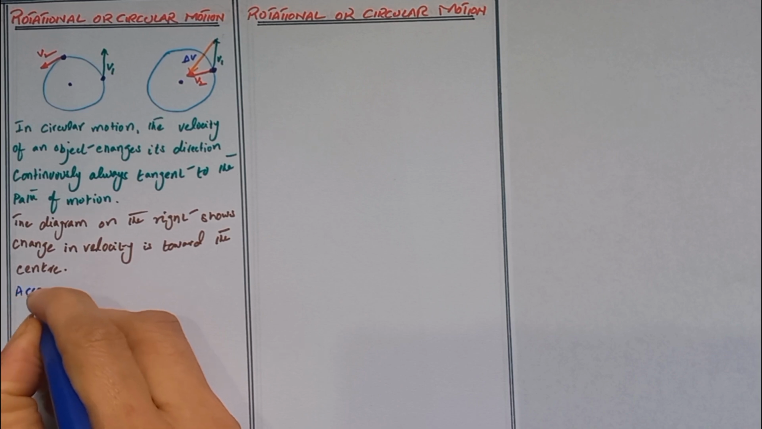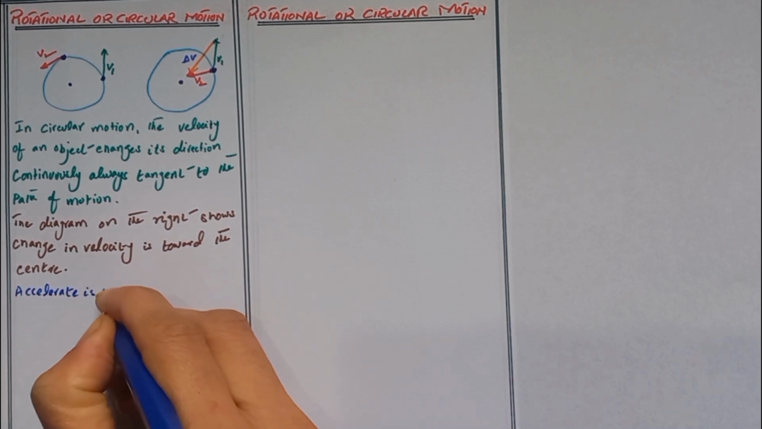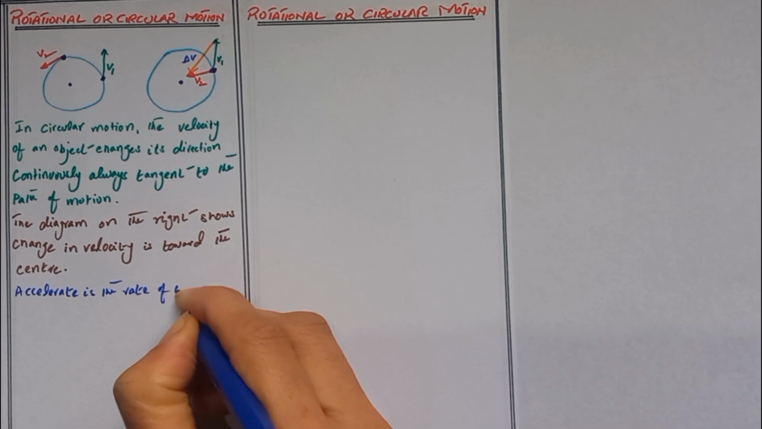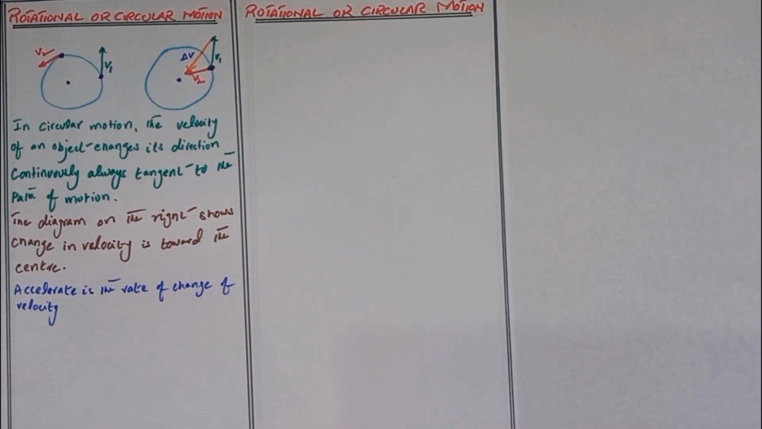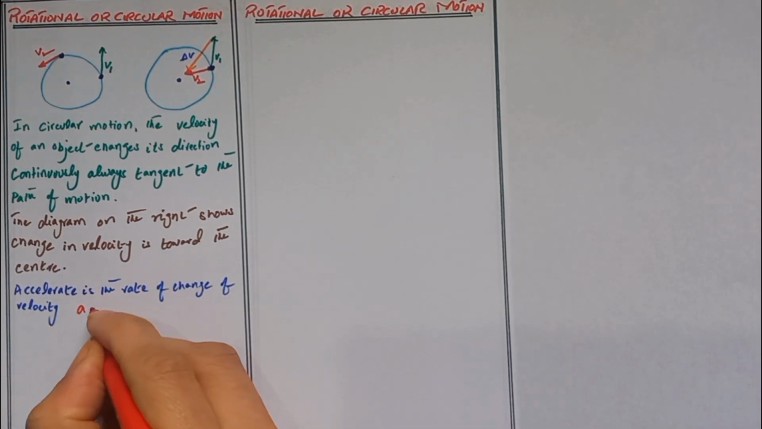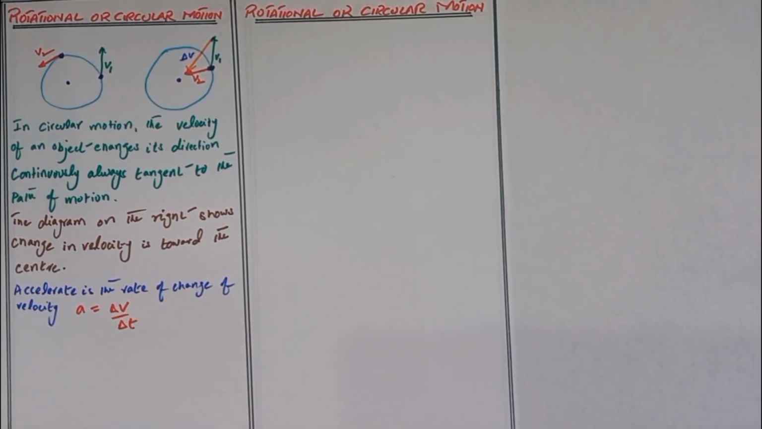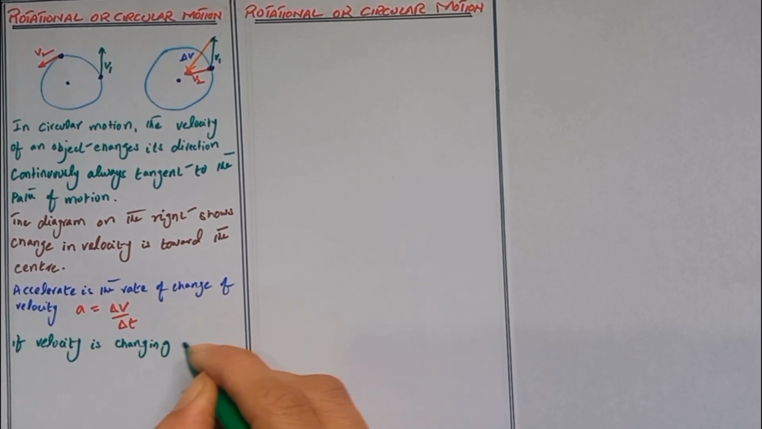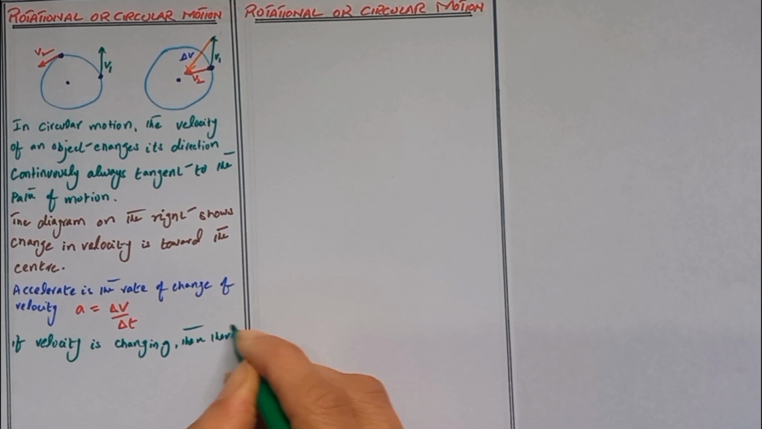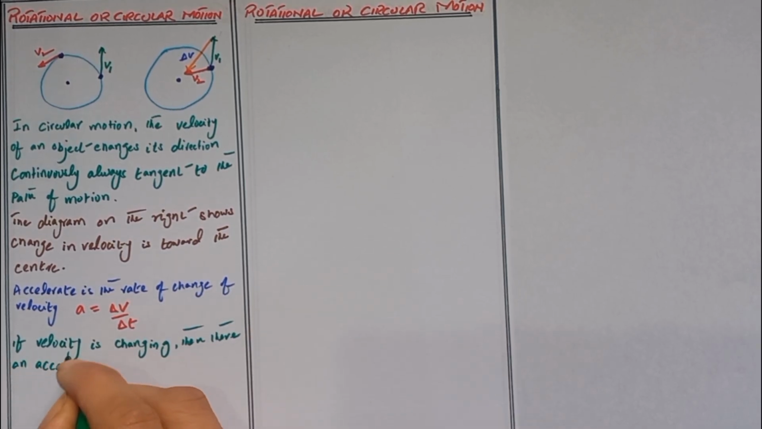We know that acceleration is the rate of change of velocity, that is a equals delta v over delta t. This shows that if velocity changes, then acceleration exists. If velocity is changing, then there is an acceleration.